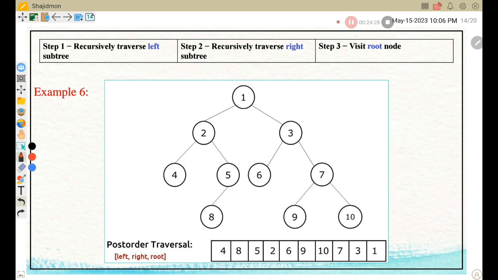Okay, now one more example you can see, example number 6. Example number 6 here.